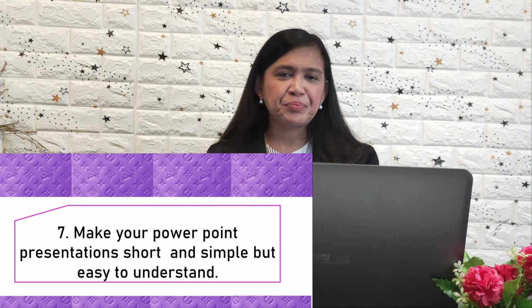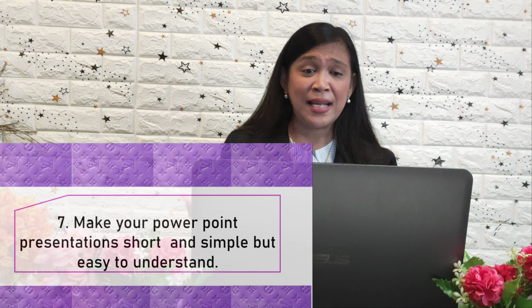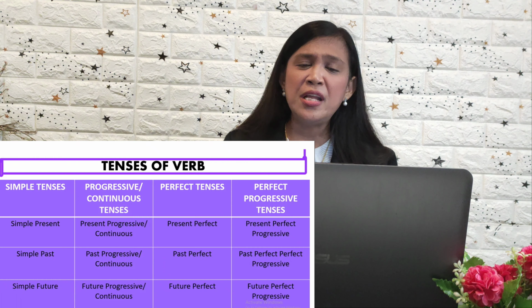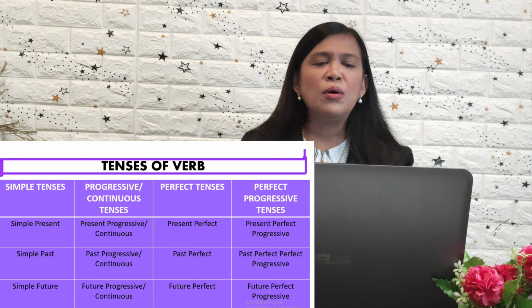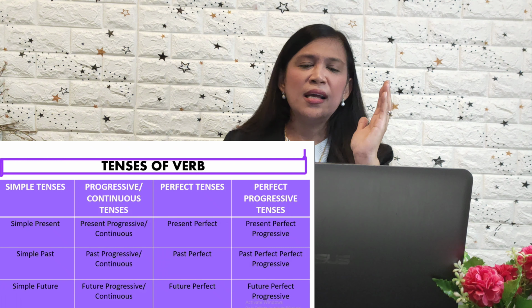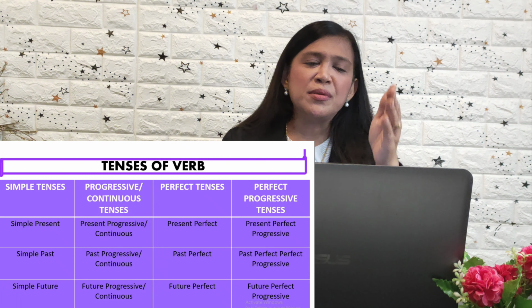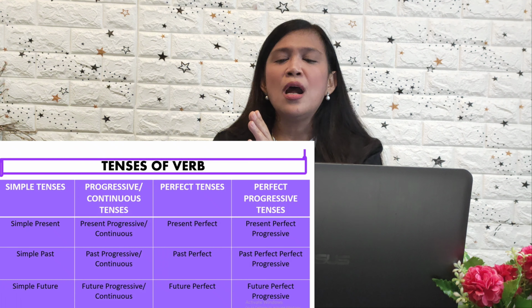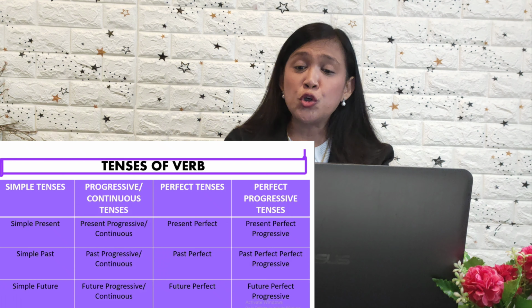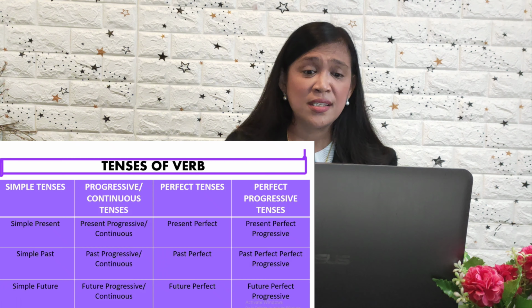For example, I'm going to give you some of the PPT that I use in my class. If your lesson is on tenses of verb, you can make it this way. First column, the tenses. For tenses of verb, you have simple tenses, progressive or continuous tenses, perfect tenses, perfect progressive tenses. If you show this to them, they will just read it and it will be very easy for them to understand.